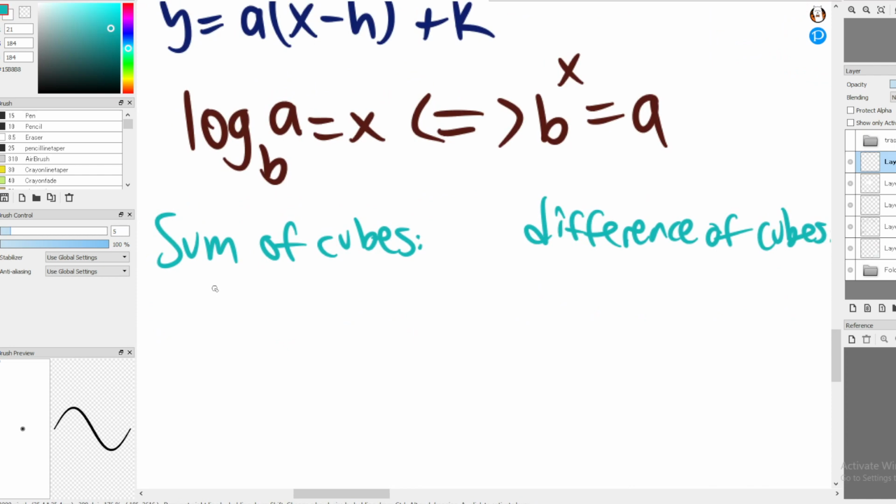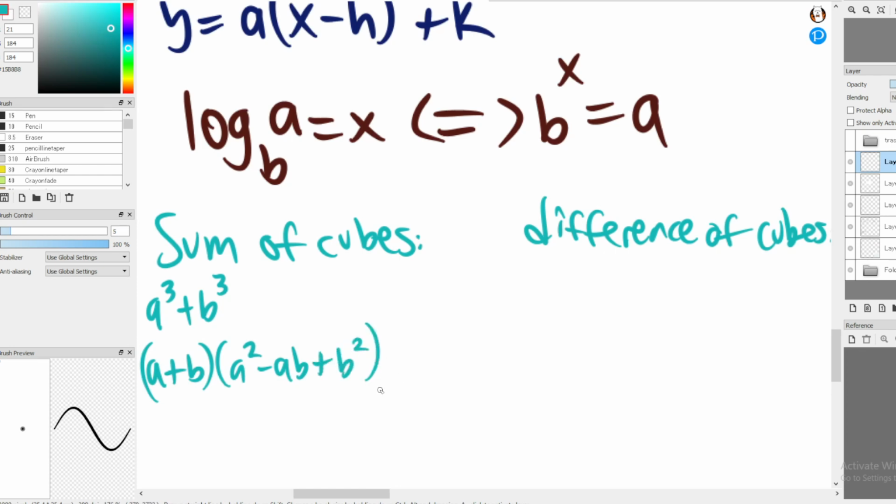So for the sum of cubes, we'll have a cubed plus b cubed, and that's the same as a plus b times a squared minus ab plus b squared. In both our sum of cubes and difference of cubes, there's going to be one negative, but in the sum of cubes, it happens here, and in the difference of cubes, it happens in the beginning.